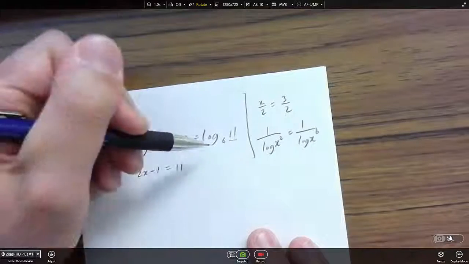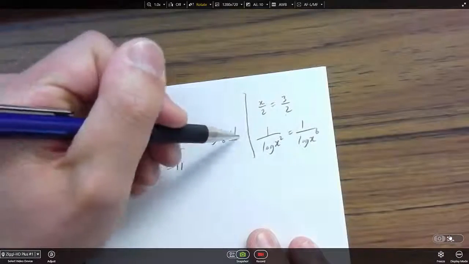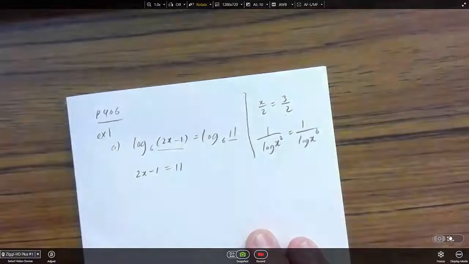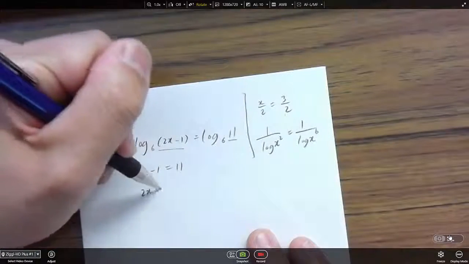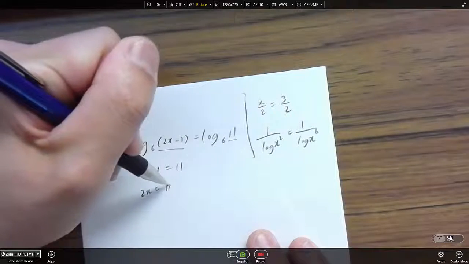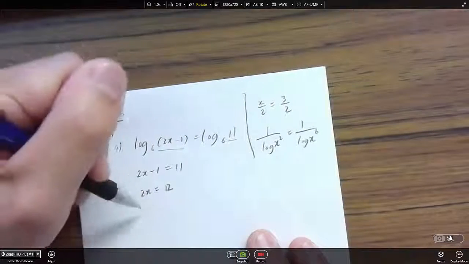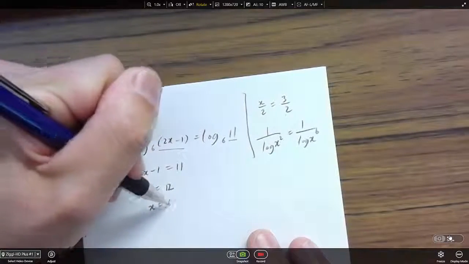We have log 6, this must be 11. This is the fastest way, I think, to do it. So what we have is 2x minus 1 equals 11. This is just basic algebra. 11 plus 1 is 12. Divide both sides by 2, we have x equals 6.